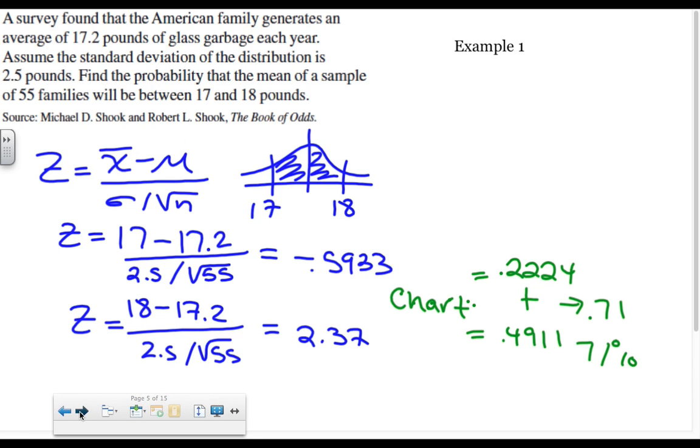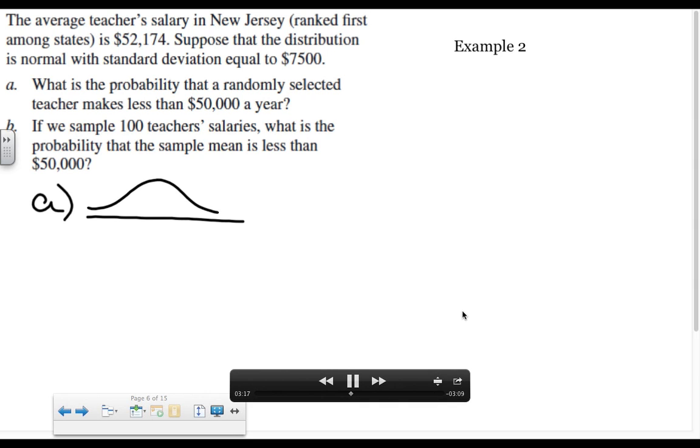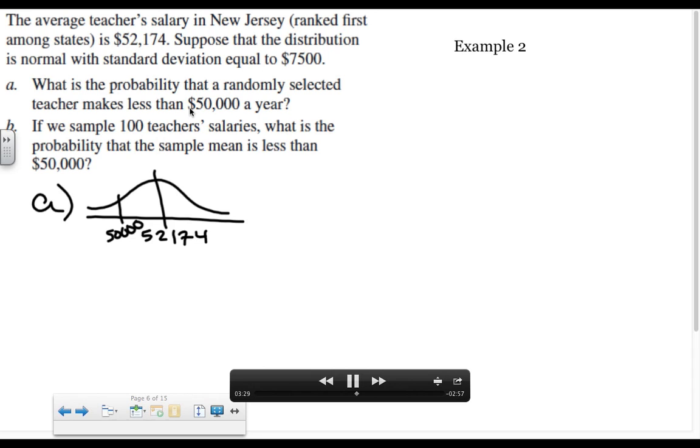Now, example 2. The average teacher salary in New Jersey is $52,174. Suppose the distribution is normal with a standard deviation equal to 7,500. What is the probability that a randomly selected teacher makes less than 50,000? Now, keep in mind that this has nothing to do with sampling and surveying. Okay, so the very first thing that we're going to do is take us right back to what we did in 6.2. This is not a sample or survey.